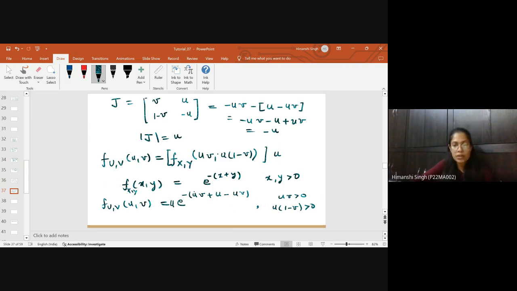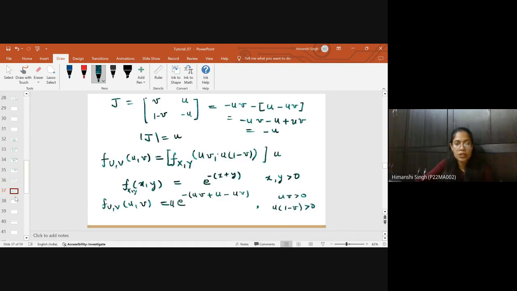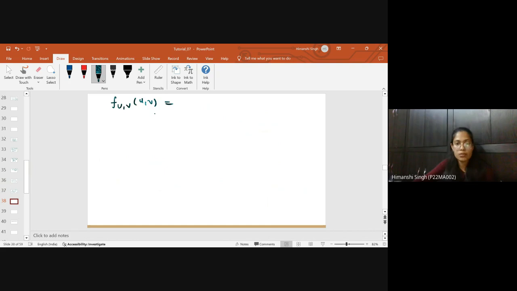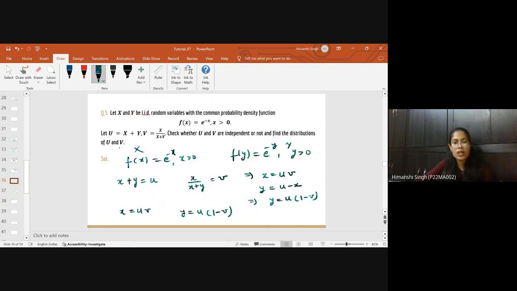Now what we notice here is this will get cancelled. So f of u comma v is equal to u into e to the power minus u. You just notice one thing here, that uv is greater than 0. Now what is u and what is v? Here u is basically x plus y, and x and y both are positive, so u will always be positive, and v will always be positive. So u and v both are positive.